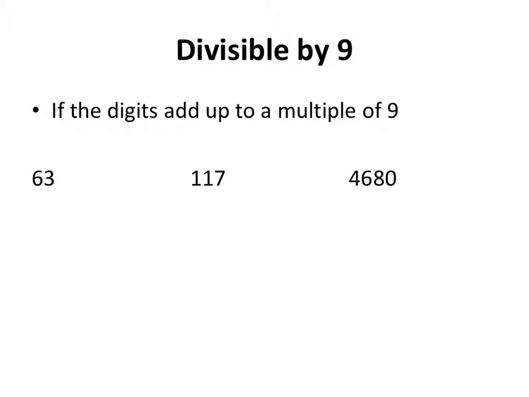A number is divisible by 9 if the digits themselves add up to a multiple of 9. With 63, 6 adding 3 is equal to 9, so 9 is a factor of 63. 63 is 9 groups of 7. 117: 1 adding 1 is 2, adding 7 is 9. 117 will be 9 multiplied by 13.